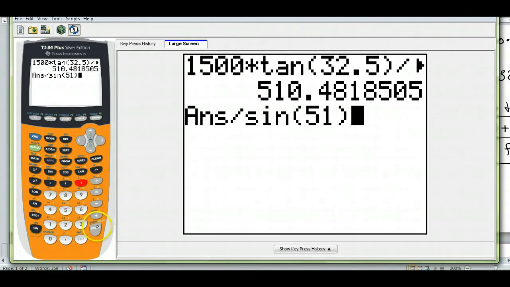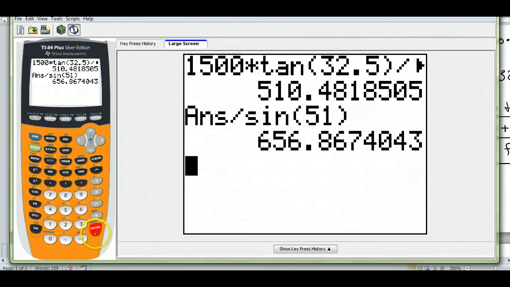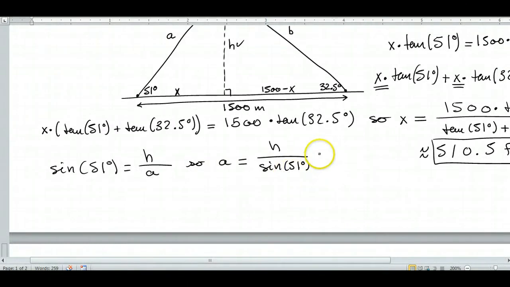And I should find a number that is bigger, longer than 510, right? It's the hypotenuse of the triangle, so it should be longer. And I find 656.9. So A is about 656.9 feet, right? Sorry, it's really squeezed right here.